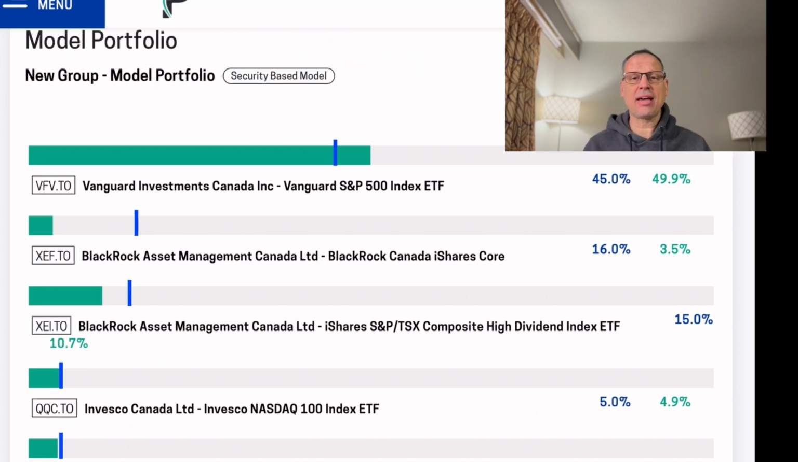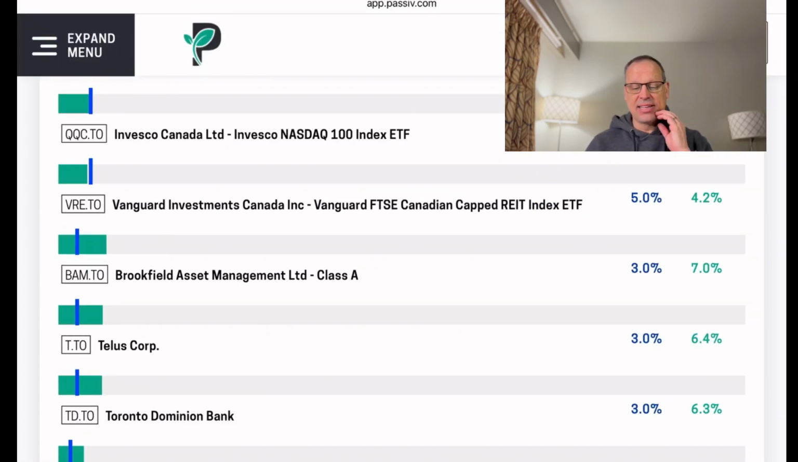And then right underneath that we have XEI, and I have that currently set at 15%, and we continue on down. Now, the one thing that's nice is with my single stocks, I can set asset allocation. So I want to draw your attention to BAM. I've set that at 3%, but right now I'm actually overweighted at 7%. That's because I didn't use this tool when I started investing, and that's okay.